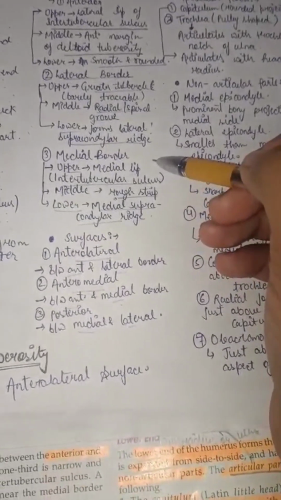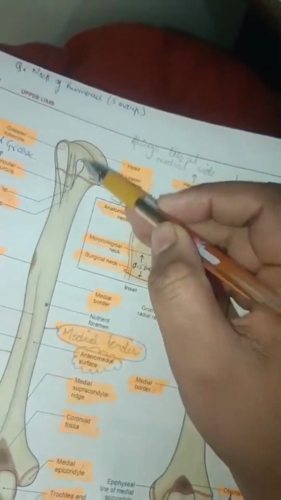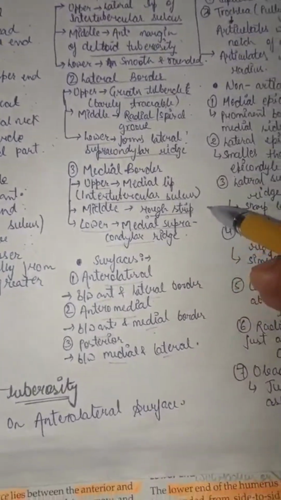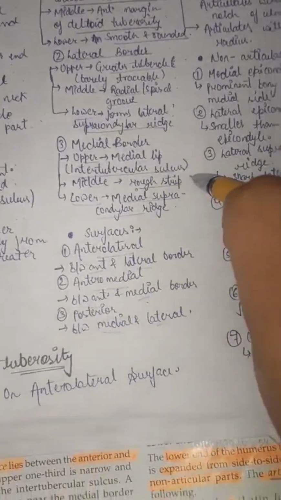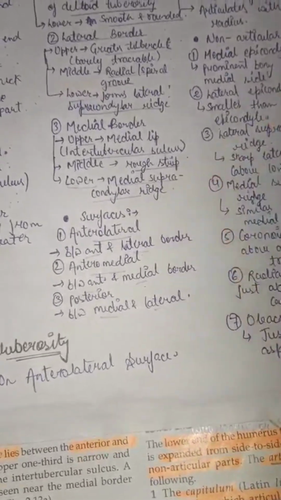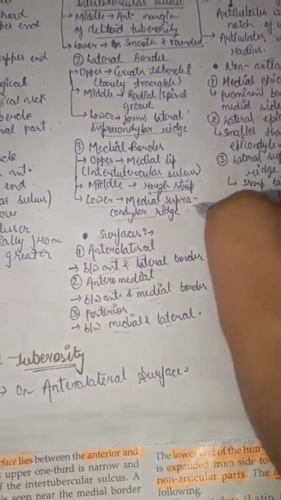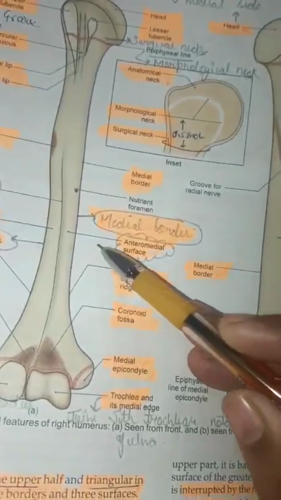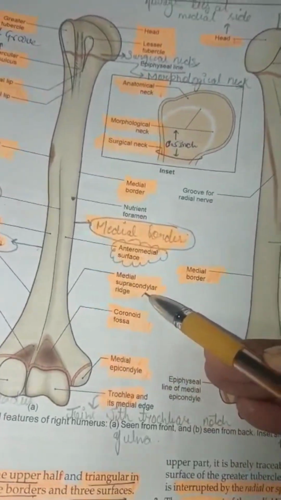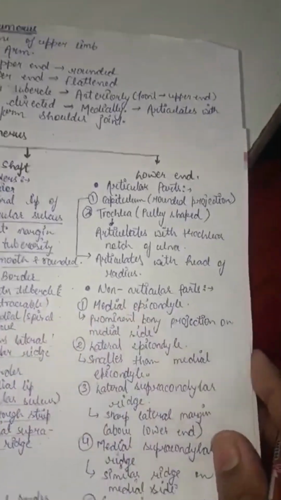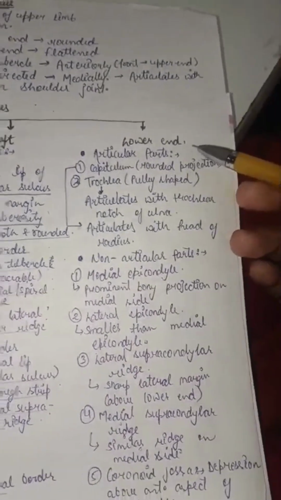The upper part of the medial border forms the medial lip of the intertubercular sulcus, and then again the middle one is a rough strip-like structure, and then the medial border continues here with the medial supracondylar ridge. Okay, now let's jump to the lower end. We have a lower end in the humerus.